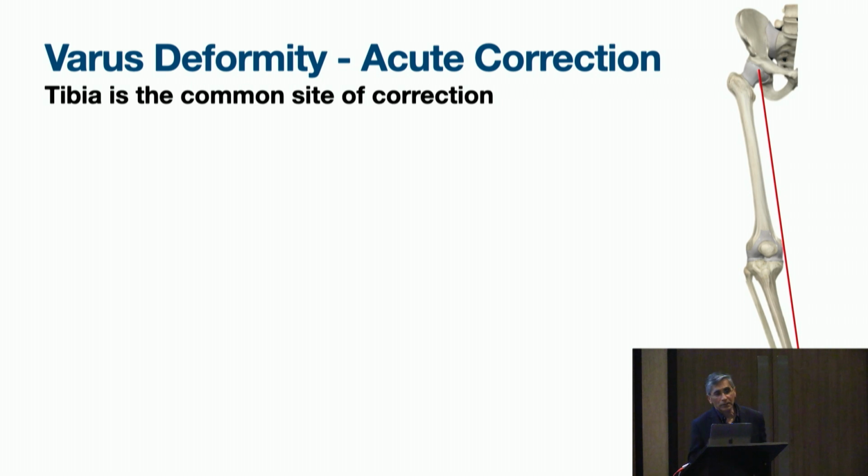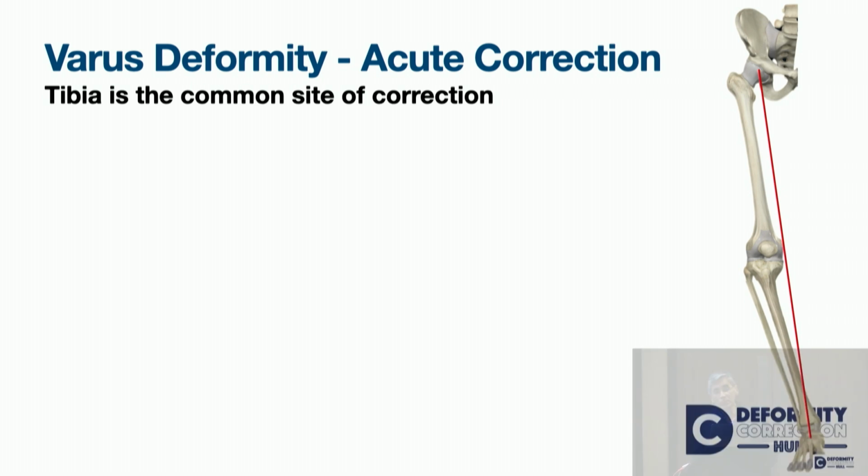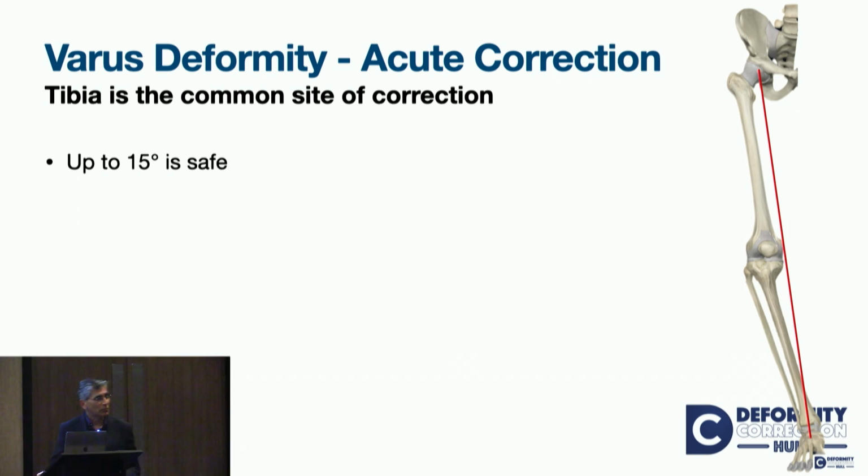So let's start off with varus deformity correction and see how we deal with it. That's a common site of correction in varus tibia. So this is the number. I looked up all the books and literature. Everybody says 15 degrees is safe. I couldn't find out where it came from, but it makes sense. Knee surgeons constantly do that. That's not a problem. Okay, so 15 degrees is safe.